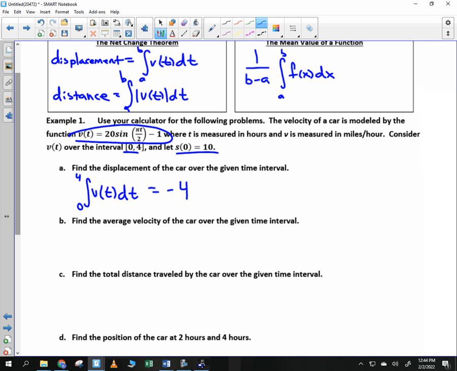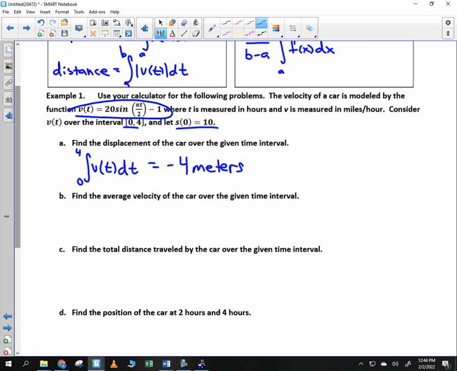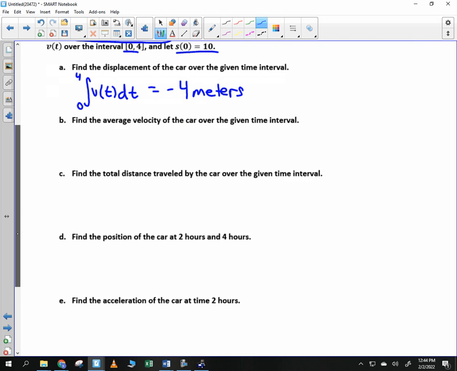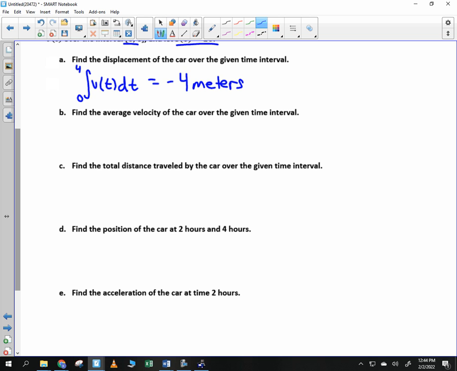Okay, we must put a label. This will be meters. I'm going to go to a different one. We know how to do letter C, don't we? Can somebody tell me what the expression looks like for letter C? Integral from 0 to 4 of absolute value v of t dt.